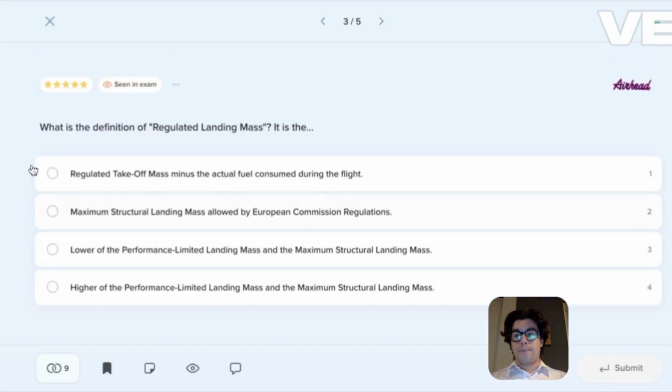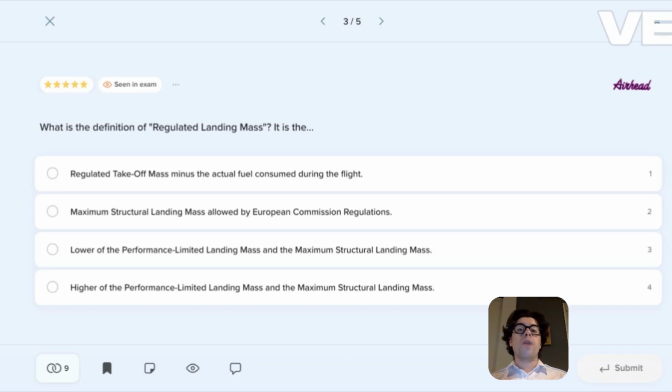Question number 3. What is the definition of regulated landing mass? So when it comes to all the aircraft masses, we'll almost always deal with the structural and performance masses. Remember that we'll calculate both of them, and we will always take the more restrictive one, so the one that is less.